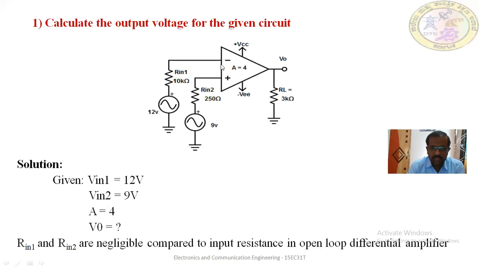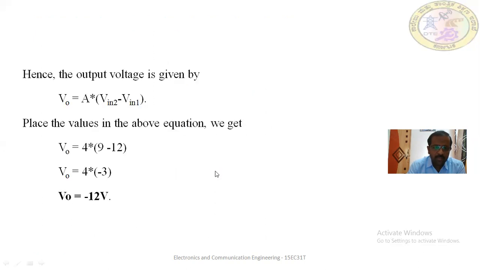So as per this circuit, if you apply the inverting input as 12 volts and the non-inverting input as 9 volts, and if you take the gain equal to 4, the output voltage is going to be minus 12 volts.